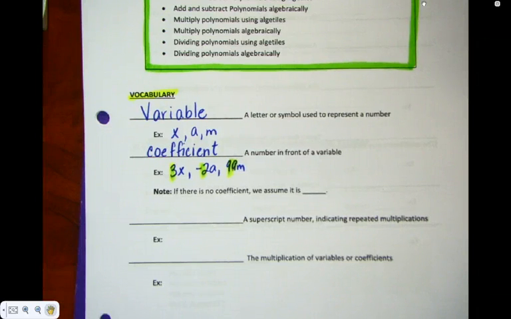So throughout this unit, I'm going to be talking about coefficients over and over and variables. And if you don't know what the words mean, this is going to be a long unit. That's why we're just looking at the vocabulary first.